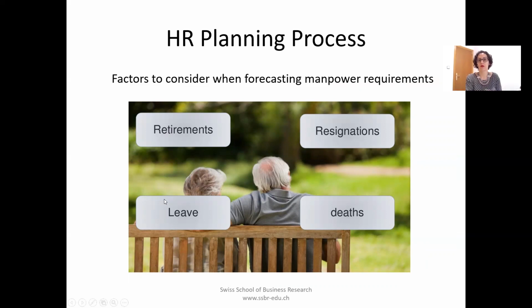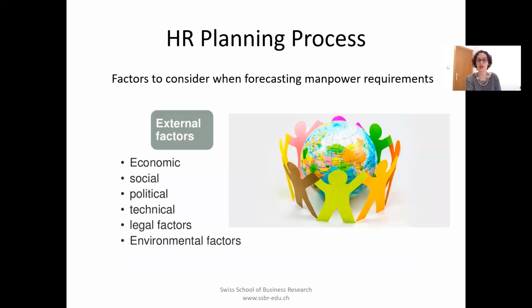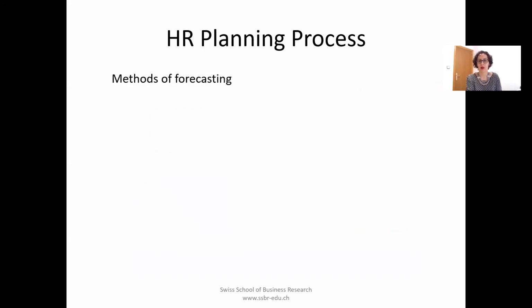Then, of course, leave, maternity leave, sickness, etc., and deaths, untimely deaths. These are things that we do need to be able to forecast, even though, of course, we don't have a crystal ball to know when these things will happen. And then other external factors like economic, social, political, etc.